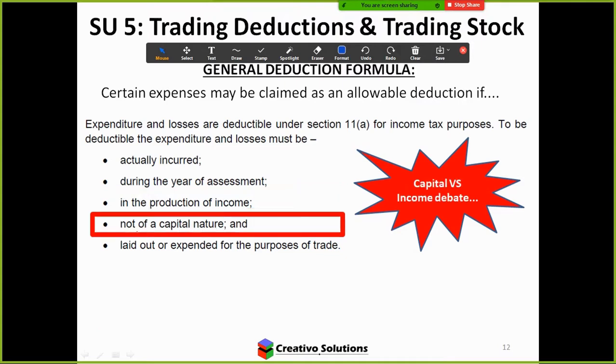Okay, next one. Not of a capital nature. Remember last week we spoke about the tree and the fruit? So if I buy fertilizer for the trees, can I deduct that as an expense? Yes, definitely. Fertilizer would be considered not capital in nature. Let's assume I'm going to buy barbed wire to protect the tree, and I'm going to secure it to the tree.